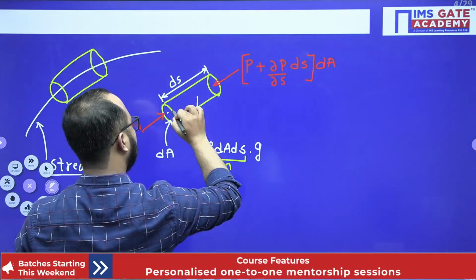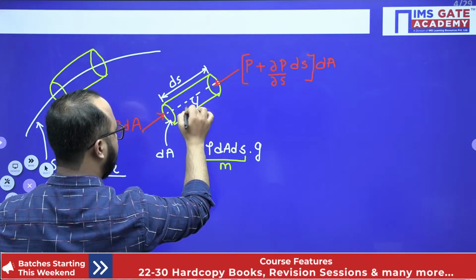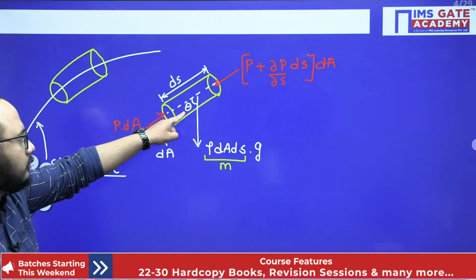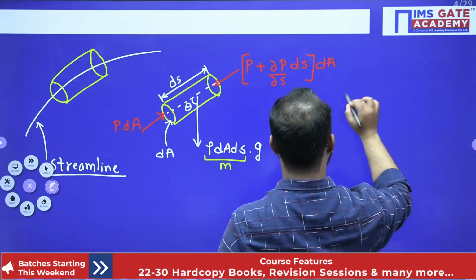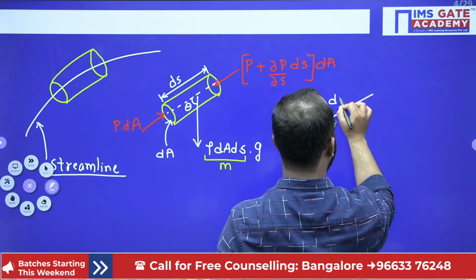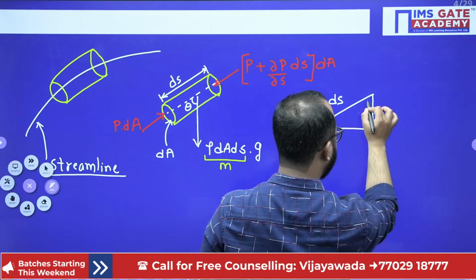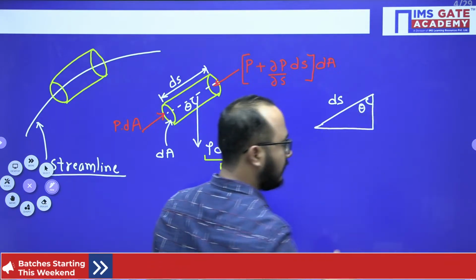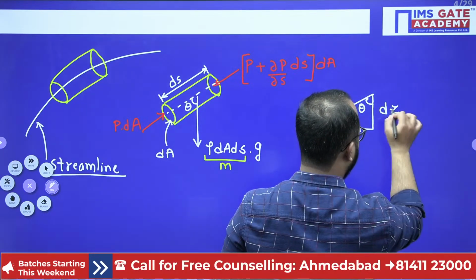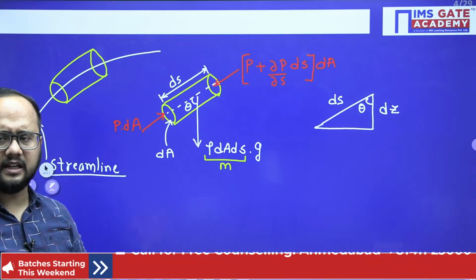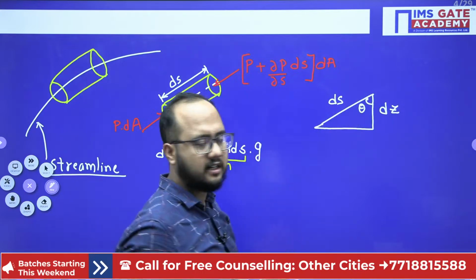Let's suppose, assuming this angle to be theta from the center line, this angle is theta. Now, a very important point: as the length along the streamline is ds, and this angle from the vertical is theta, let us assume the vertical depth to be dz. Simply I can assume this. So this vertical depth from the center point is dz.